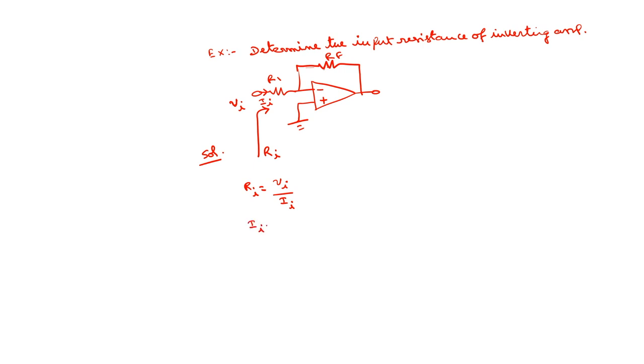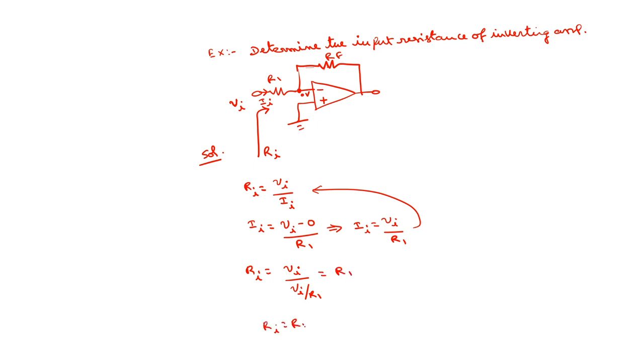Here, what is II? This voltage is 0 volts, so VI minus 0 divided by R1 implies II is equal to VI by R1. If you substitute this here, RI is equal to VI divided by VI by R1, simply R1. So the input impedance of this inverting amplifier is basically this resistance. That is why in the design you have to choose the R1 value very large, otherwise the input resistance will be less and it is going to load the input source.